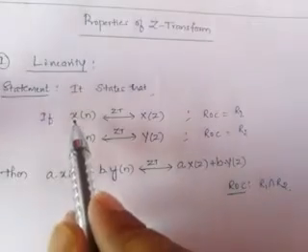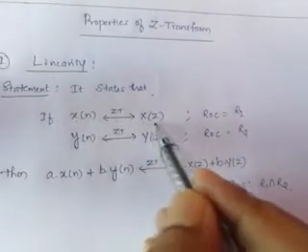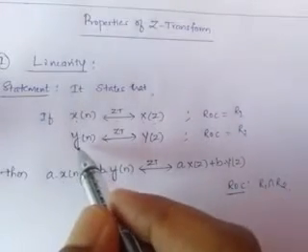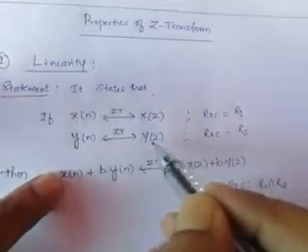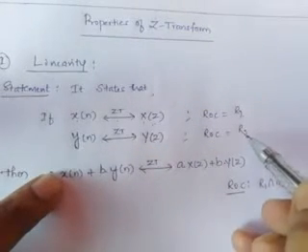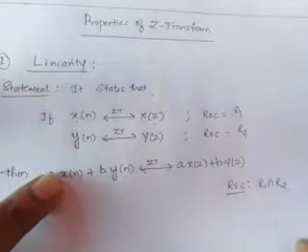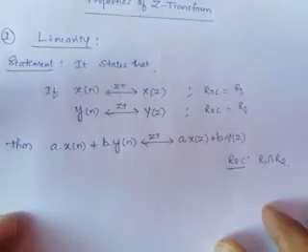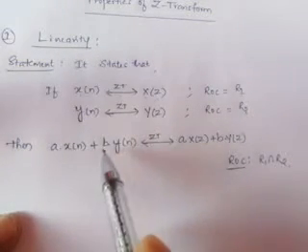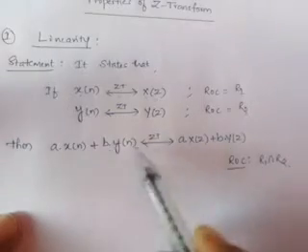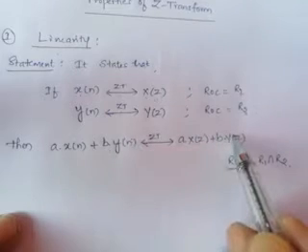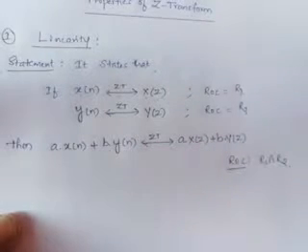So if x of n has ZT pair x of z and ROC is R1, similarly another signal, the second signal, y of n has ZT pair y of z, then its ROC is R2. Then, as I told, the statement of linearity, the superposition principle: the Z transform of the sum of signals is the sum of individual Z transforms. It is about the linearity property.